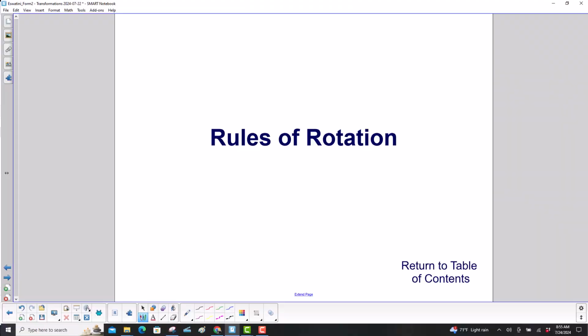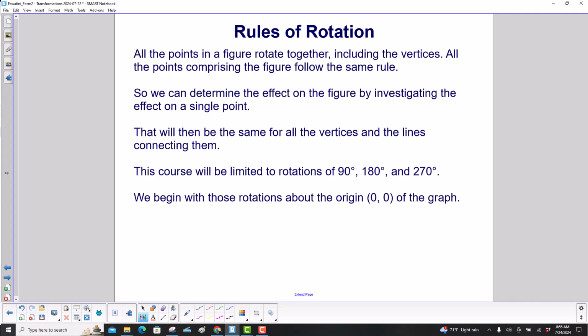Rules of rotation. All the points in a figure rotate together, including the vertices. All the points comprising the figure follow the same rule. So we can determine the effect on the figure by investigating the effect on a single point. That will then be the same for all the vertices and the lines connecting them.